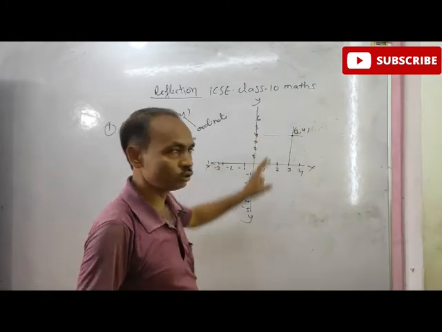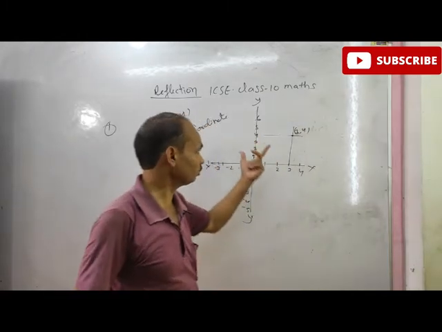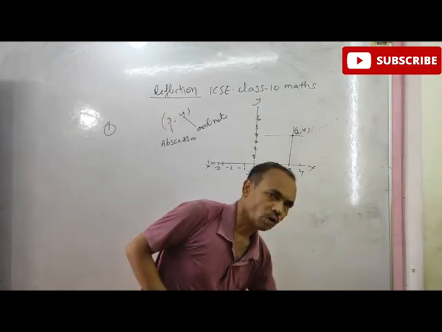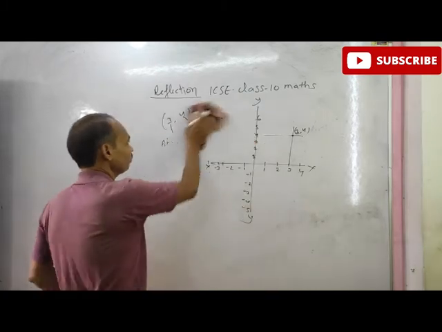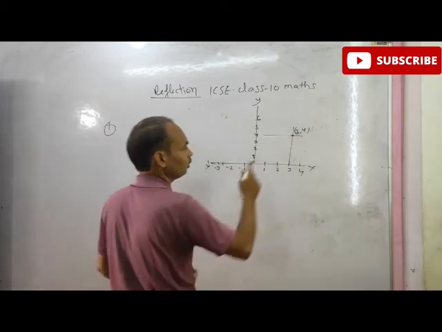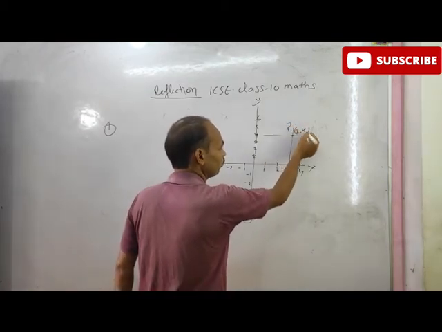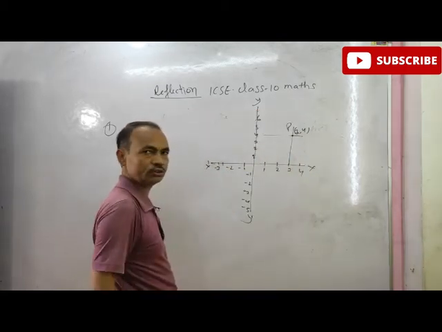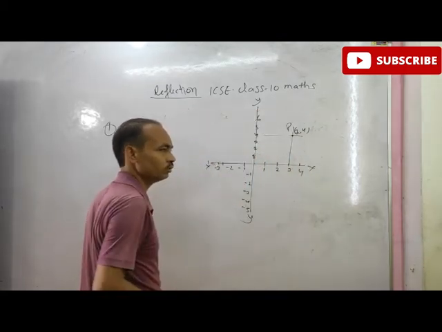But this is not your topic because it is coordinate geometry; your topic is reflection. What would be the reflection if point P (3, 4) is reflected in the x-axis, in the y-axis, and in the origin?